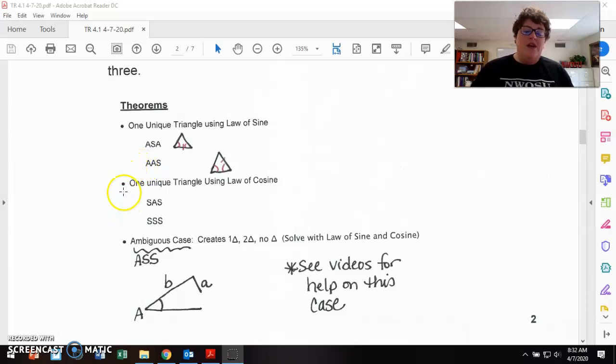Later in the week we're going to do law of cosines, and there we use side, angle, side, and side, side, side. So that's the information you'll be given.